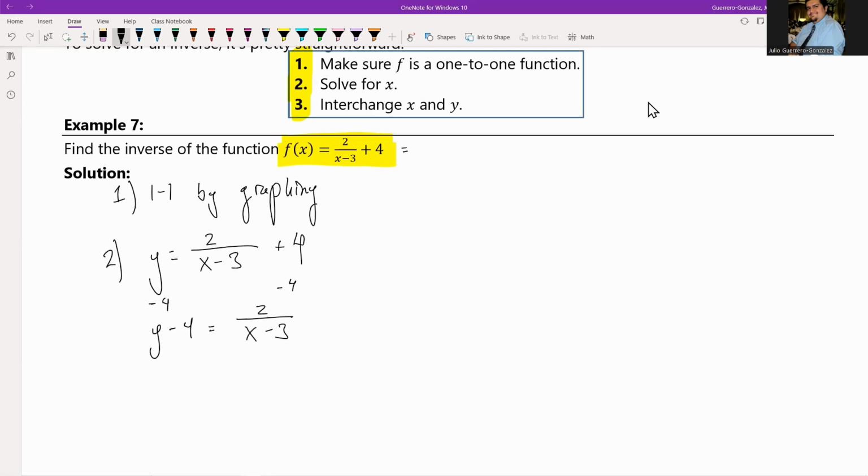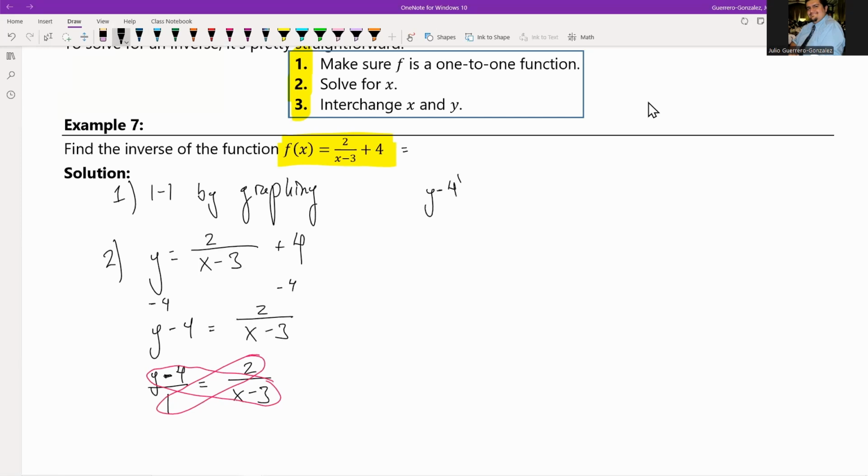When you have something like this, I can automatically do this: y minus 4 over 1 is equal to 2 over x minus 3. And the reason why I do it that way is hopefully this triggers something in some of you guys, that we can go ahead and cross multiply at this point. You guys see that? Cross multiply. So then I have this now. If I cross multiply, right?